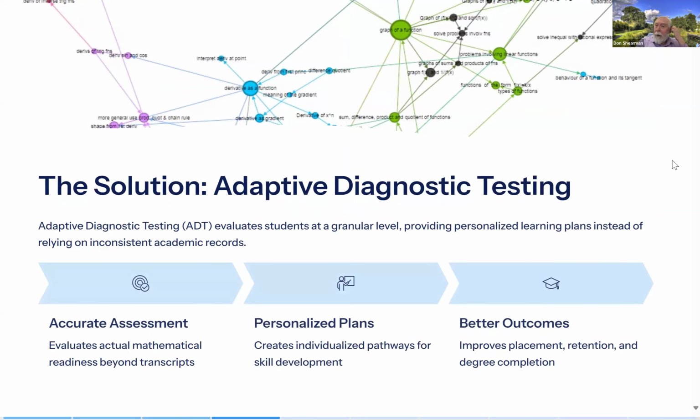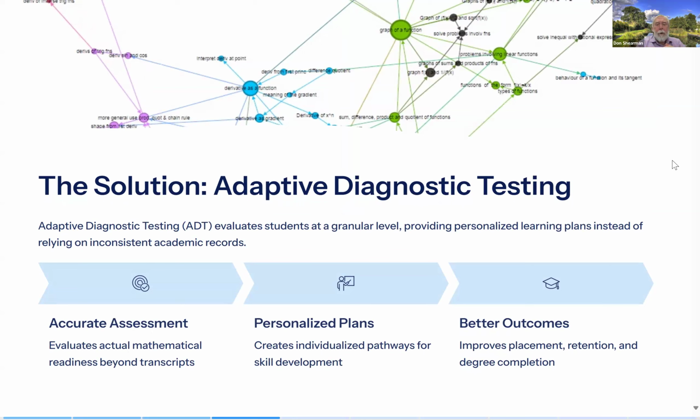So the solution is this adaptive diagnostic testing, which, if it's set up right, gives us an accurate picture of what the students understand. And that picture there is a part of the knowledge map that I put together for the diagnostic test that we're trialling here. If anyone wants to see more about that, I'm happy to discuss it. Joshua and I are working on another one for Math 1011.